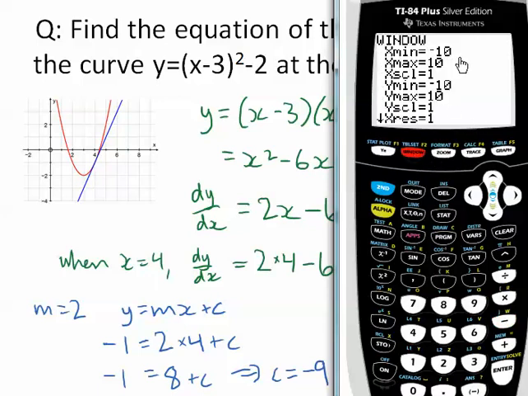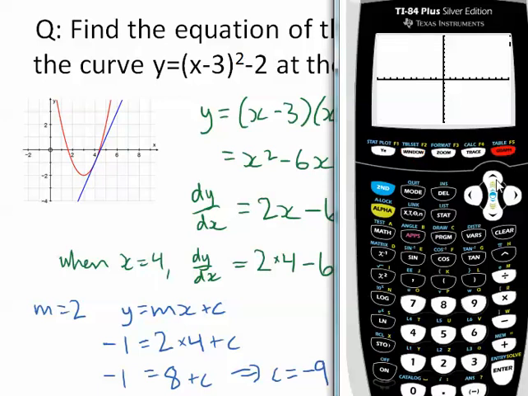So these are two graphs that we want to plot. I'm just going to check the window. So the window is between minus 10 and 10, in both x and y, so that's good. And let's look at the graph. So that's the quadratic, and that's the tangent. And it does look like they cross here. And it definitely looks like this is a tangent.